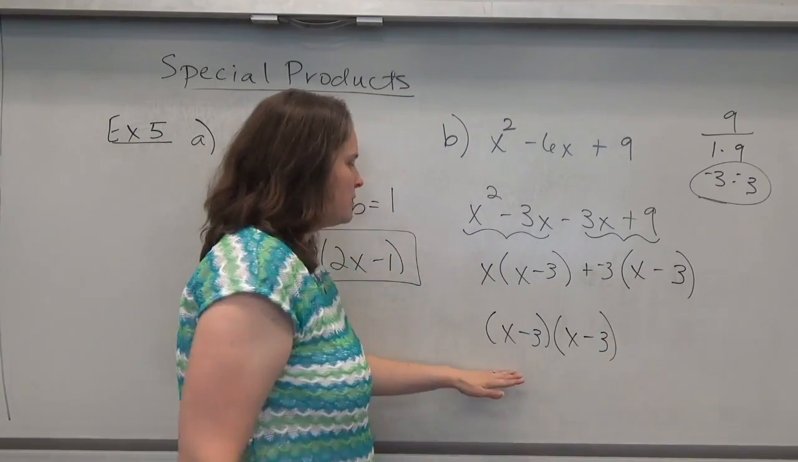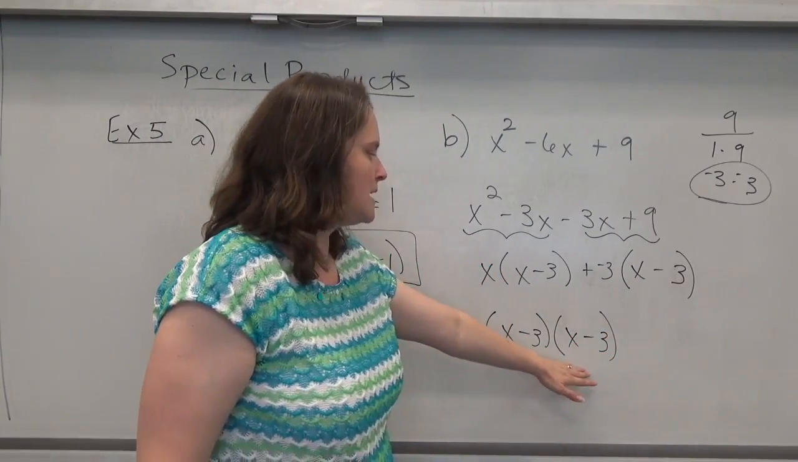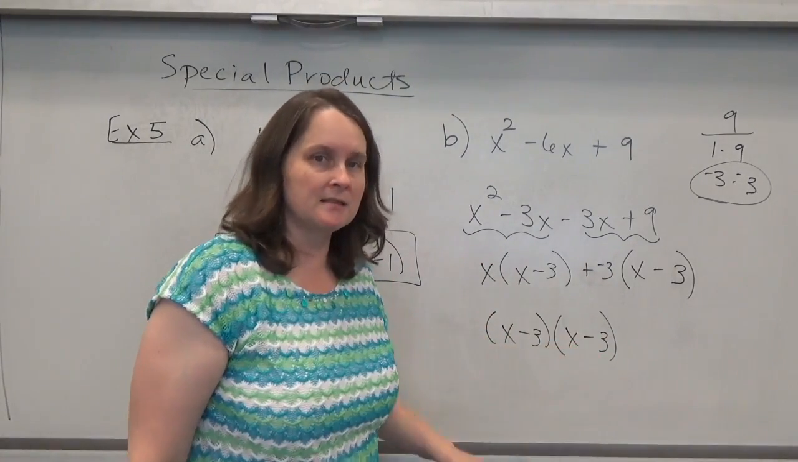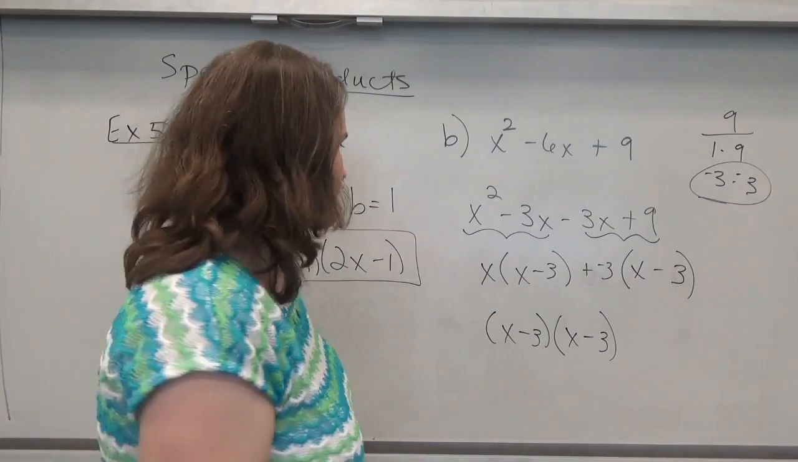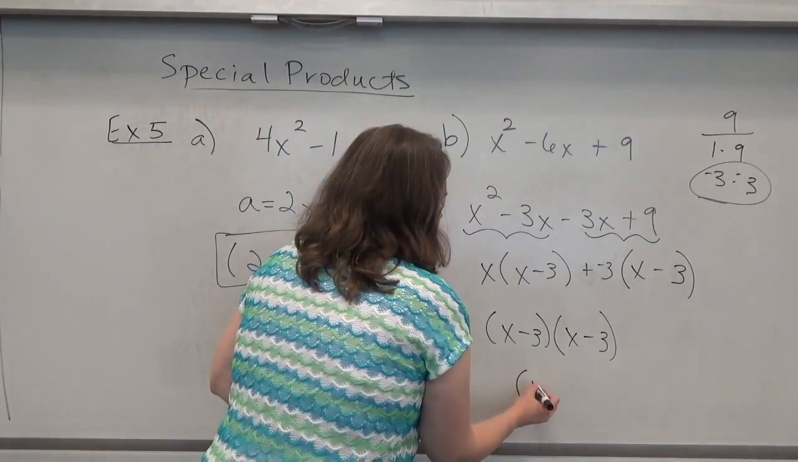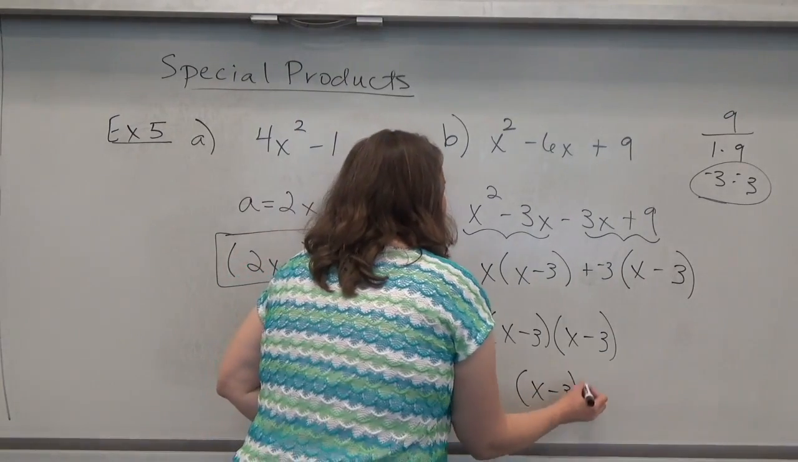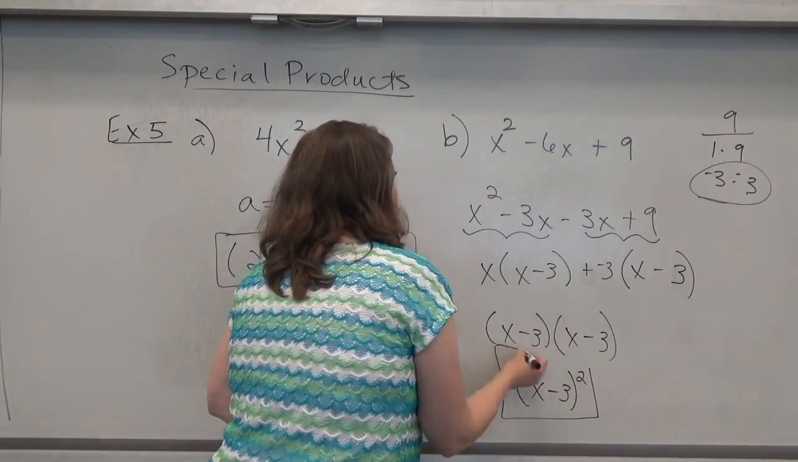All right, and that's what we mean by perfect square trinomial. We should be getting the same factor multiplied by itself. That's what makes the perfect square. So you can write this as x minus 3 quantity squared for your answer.